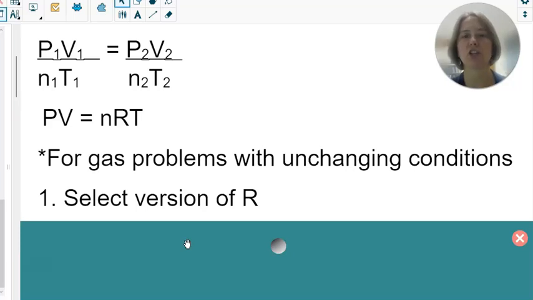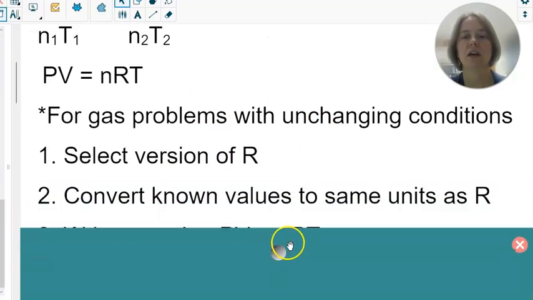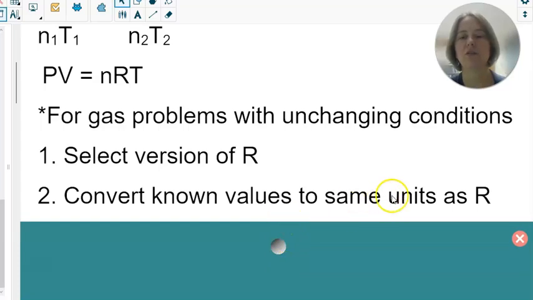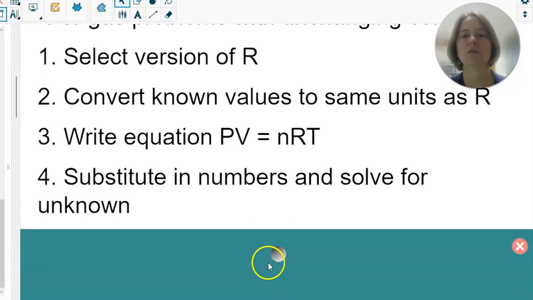All right, for gas problems, there are two types of gas problems. One where the conditions change in one scenario versus the others. And then another one is where the conditions don't change, you just have to solve for one of the variables. So, for the gas problems with an unchanging condition, you find the universal gas constant, and then you convert all your known values to the same units as the R, and you write the equation PV equals nRT. You substitute in your numbers and solve for the unknown.